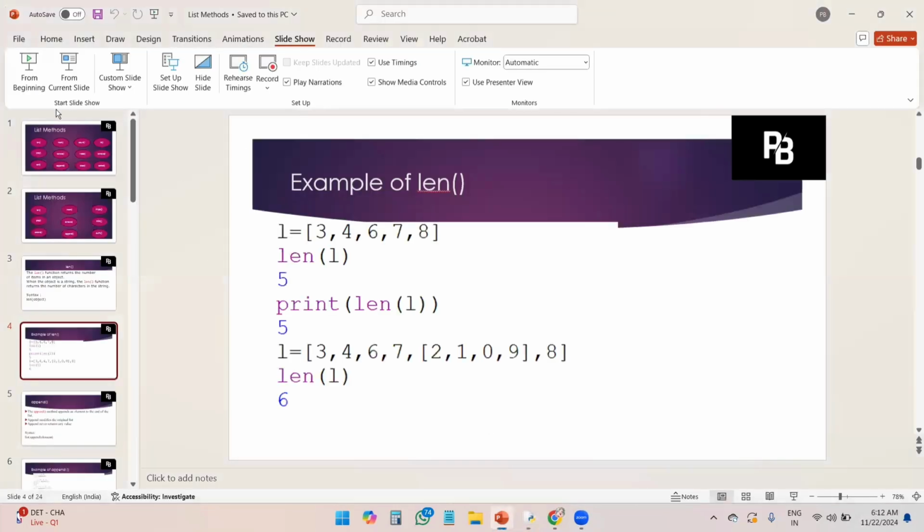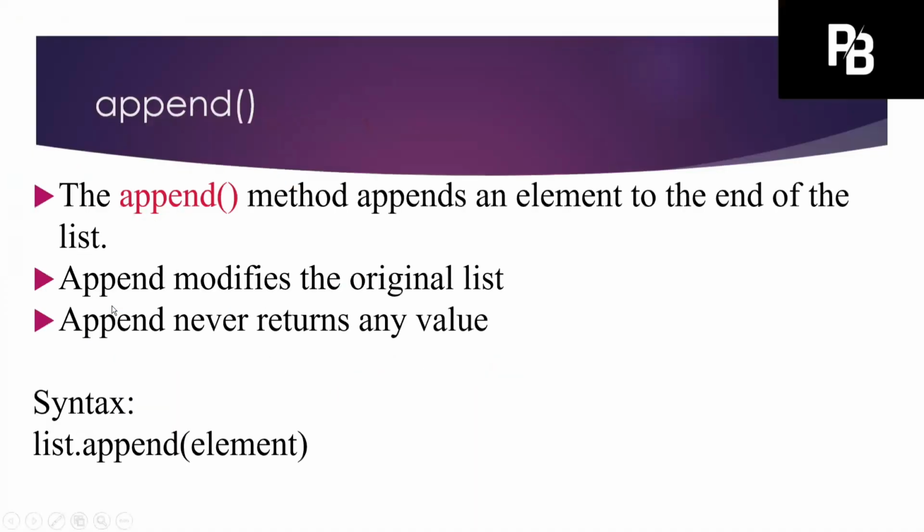Now, next we have the append function, students. What is the meaning of the append function? The append method appends an element at the end of the list. Append means if I just want to add some element. The append method adds any element to the end of the list, and that modifies the original list. Append never returns any value.